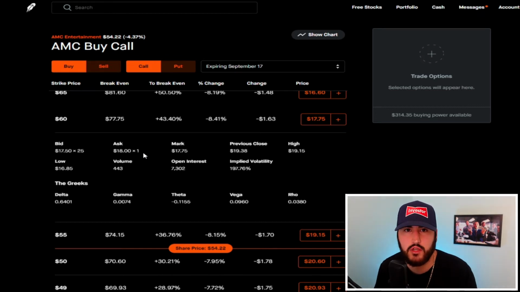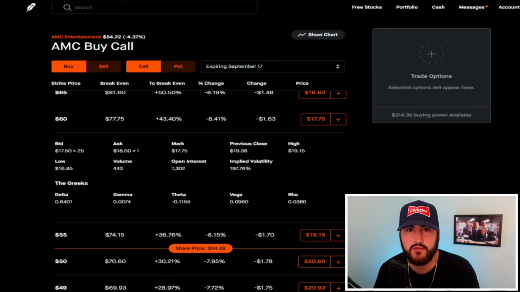Now, another thing that you need to consider is volume and open interest. Volume is how many options were traded on a given day at the strike price. Open interest are how many options are open, how many people actually own this contract. How many contracts are actually owned, I should say, because not 7,302 people, it's 7,302 contracts, and you can hold more than one contract as an individual.